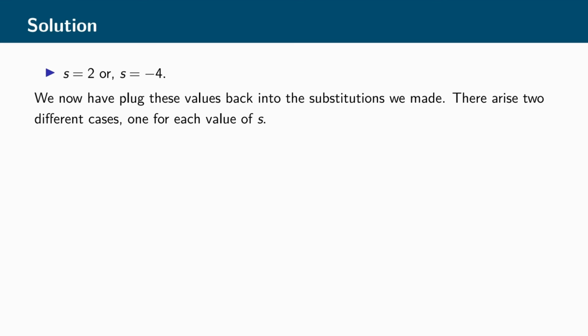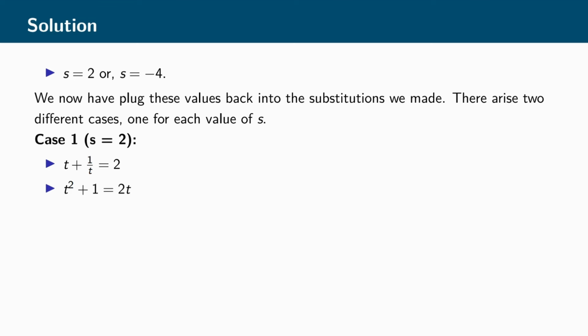We now have to plug these values back into the substitutions we made. There arise two different cases, one for each value of s. Case 1 is when s equals 2. Remember that we let t plus 1 by t equals s, so now we have t plus 1 by t equals 2. We can multiply with t on both sides to get t square plus 1 equals 2t.